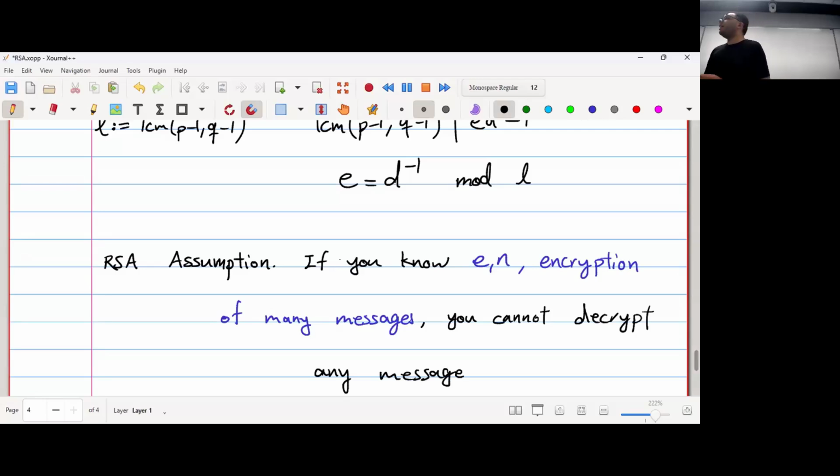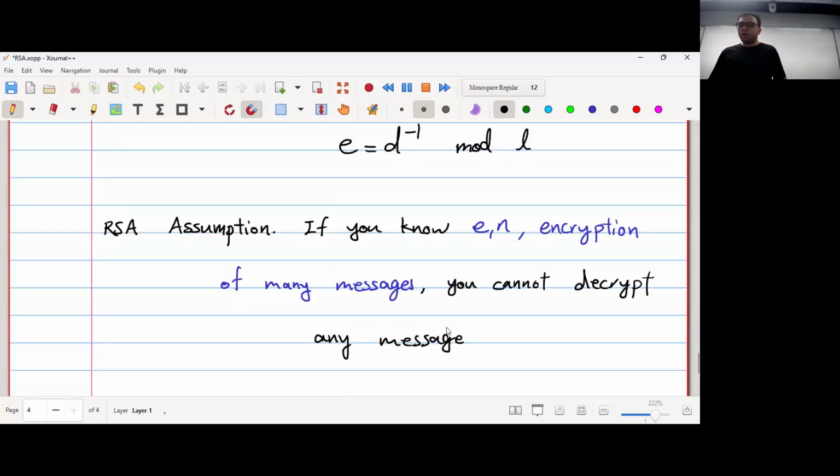Of course, I can add unless you know the decryption key D, or unless you know P and Q. So if you can observe everything that is public on the network, but you don't know P and Q, unless you know P, Q, D. If you don't know these values of P, Q and D, no matter what you're seeing on the network, you will not be able to decrypt any message.